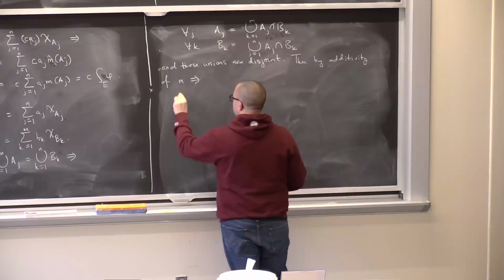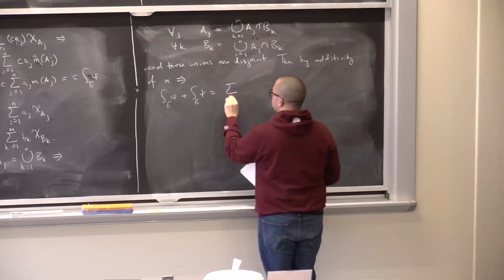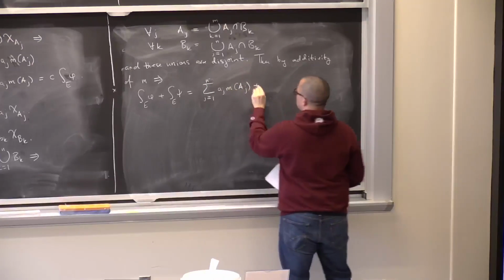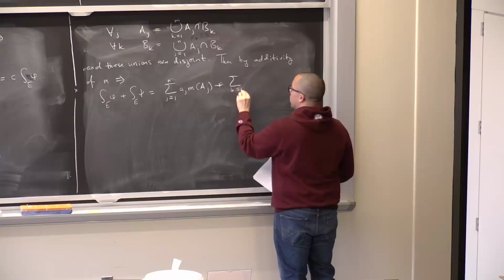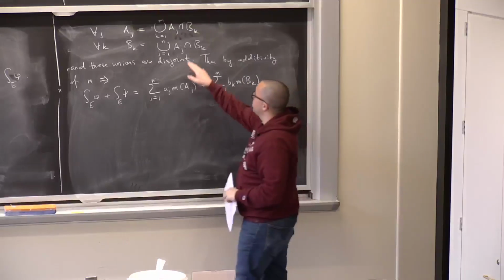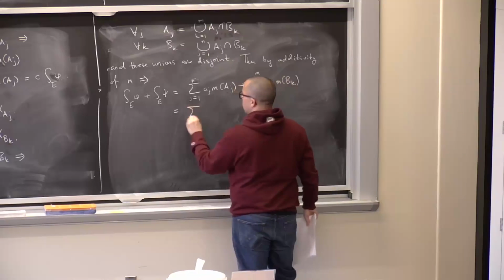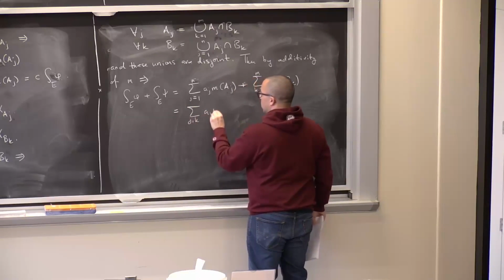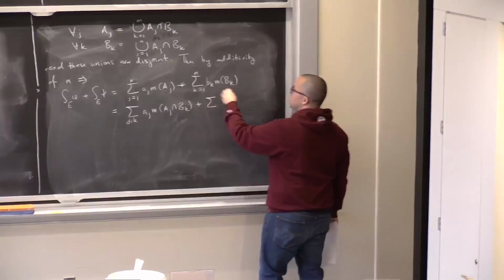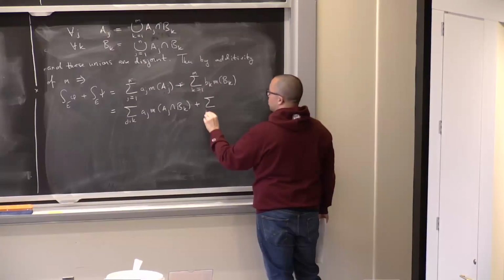we get that the integral over E of phi plus the integral over E of psi, this is equal to, by definition, the sum j equals 1 to n of aj times the measure of Aj, plus the sum k equals 1 to m of bk times the measure of Bk. Now, Aj is written as this disjoint union, and therefore the measure of Aj is equal to the sum of the measure of Aj intersect Bk, and then the same thing here. Bk is equal to this disjoint union, so its measure is the sum of the measures. So this sum now includes j.